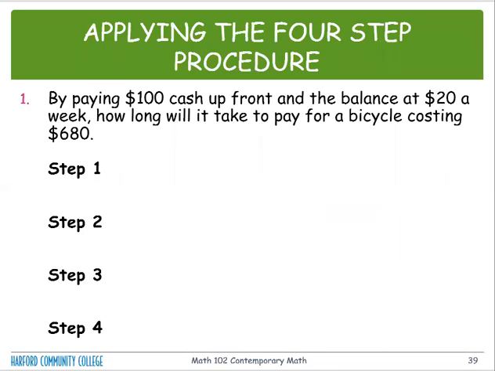Next, we're going to apply the first step in the problem solving process to a problem. This example: by paying $100 cash upfront and the balance at $20 a week, how long will it take to pay for a bicycle costing $680?